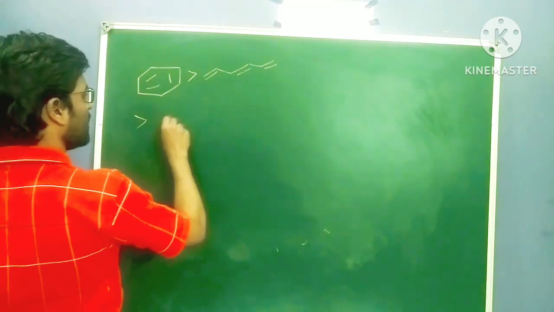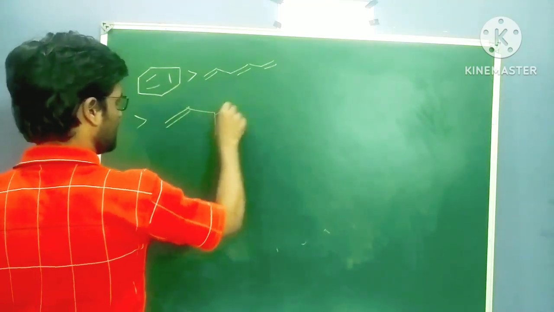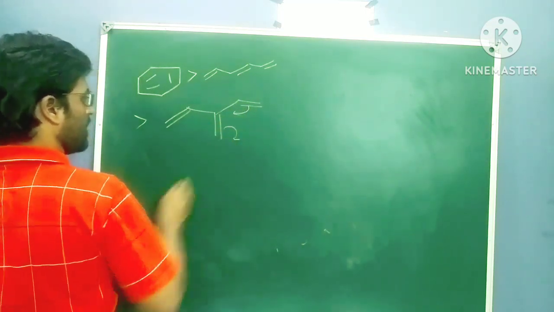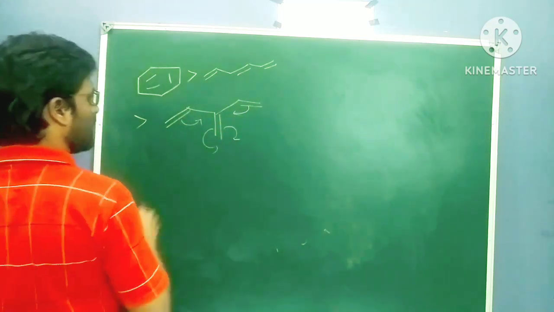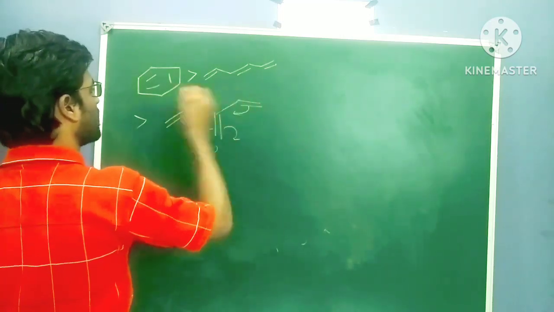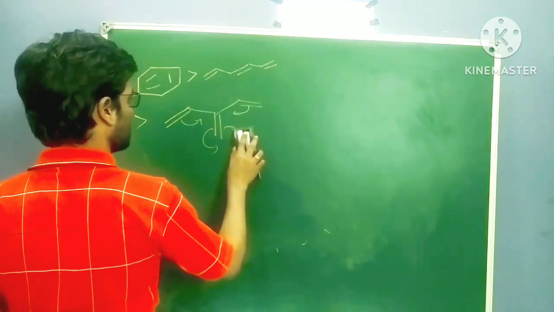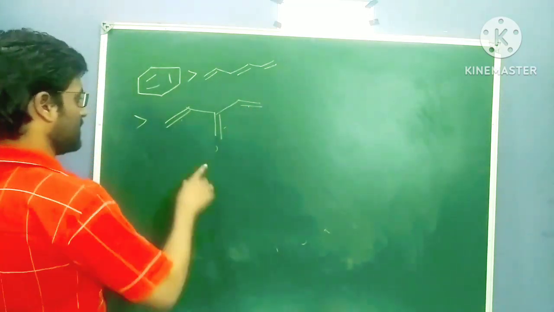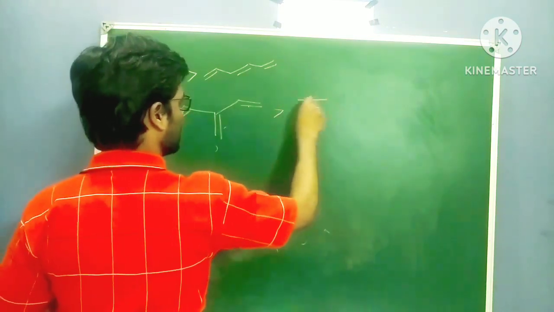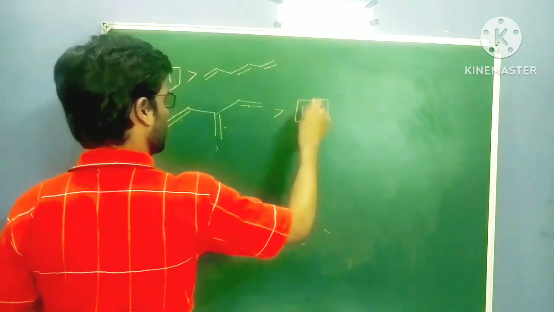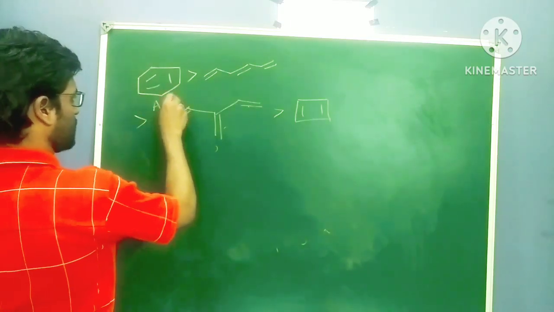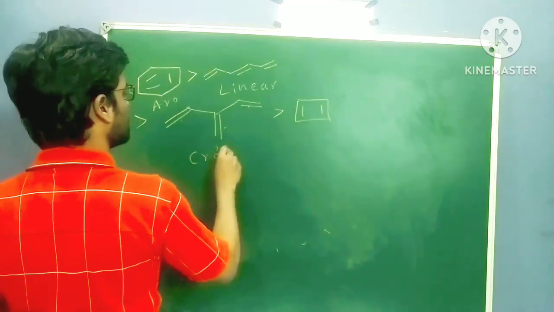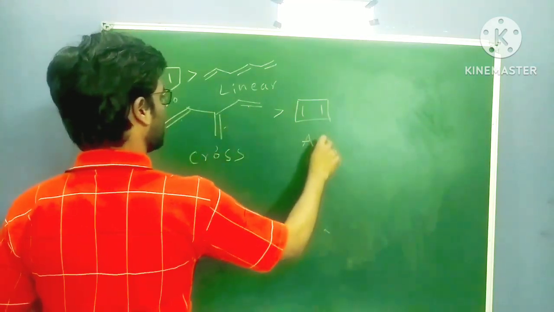What is cross conjugation? See, this is cross conjugation. That means this double bond is in conjugation with this, and this double bond is in conjugation with this, but these two double bonds are not in conjugation. This type of system is a cross conjugated system. Next one, anti-aromatic compound. So this is aromatic, this is linear conjugated system, this is cross conjugated system, and this is anti-aromatic system.